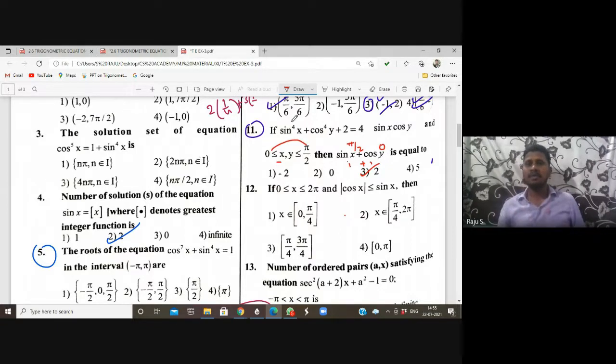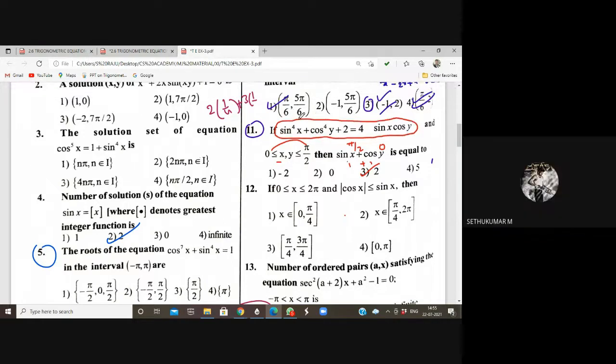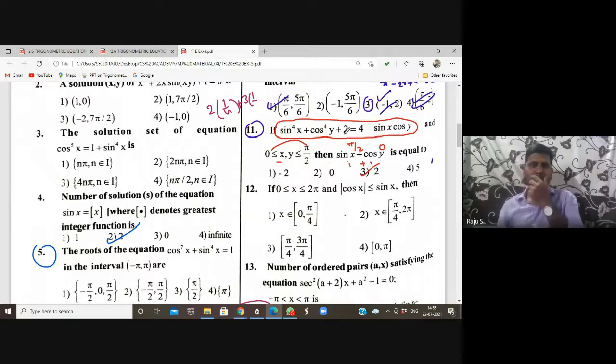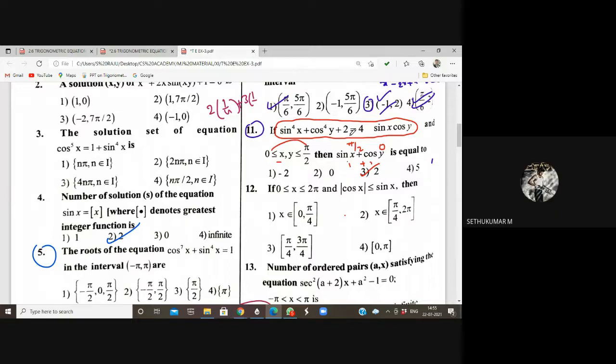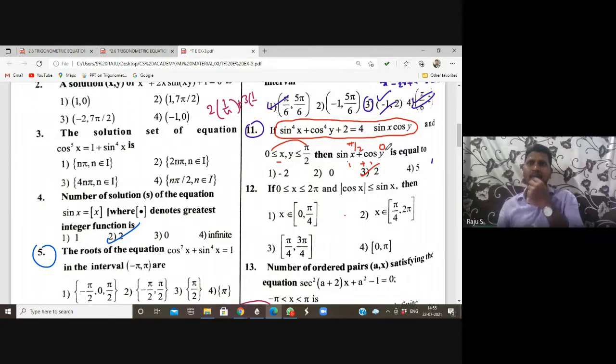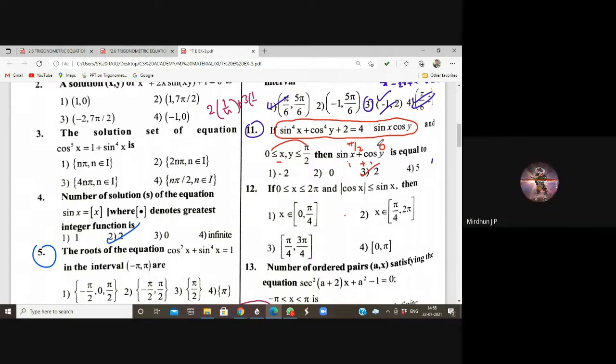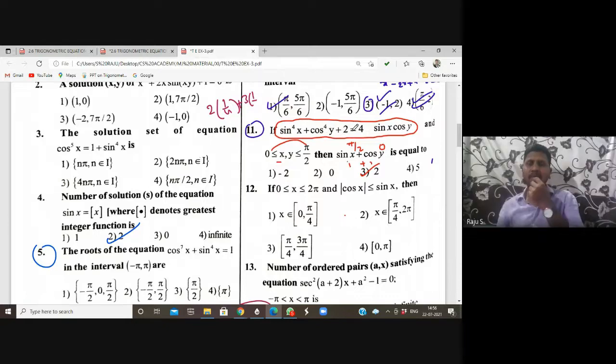See how to substitute here, whether both will be equal or not. Yes, both will be equal. For x value 90, y value 0, we will get 2 plus 2 is equal to 4 into 1. Yes, it will be equal.